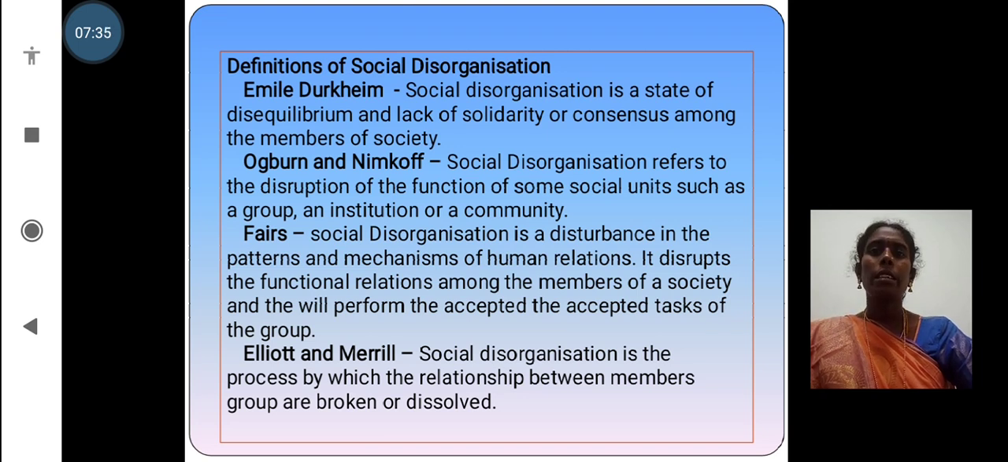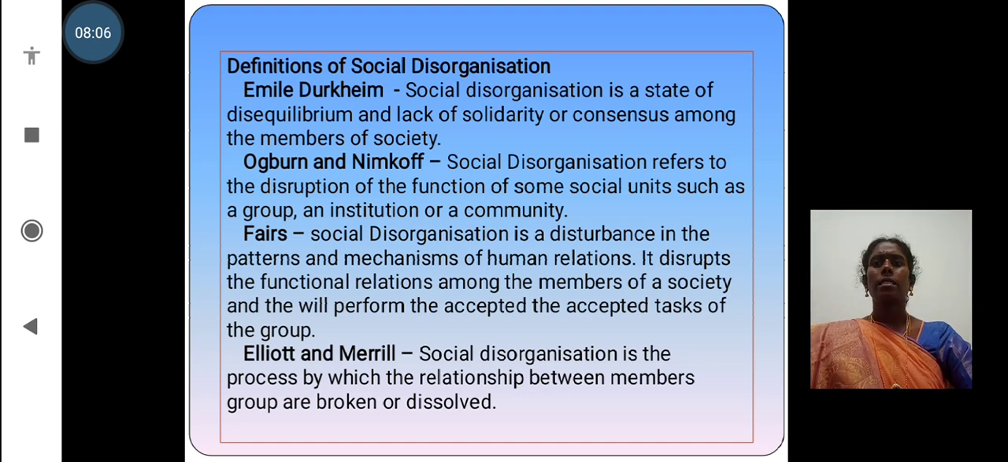It is also defined by Angell and Nimkoff. They have defined social disorganization as the disruption of the functions of some social units such as a group, an institution or a community. So it is a disruption of the function. It always restricts some kind of normal functions that affect our social institutions or our community. So that is social disorganization.